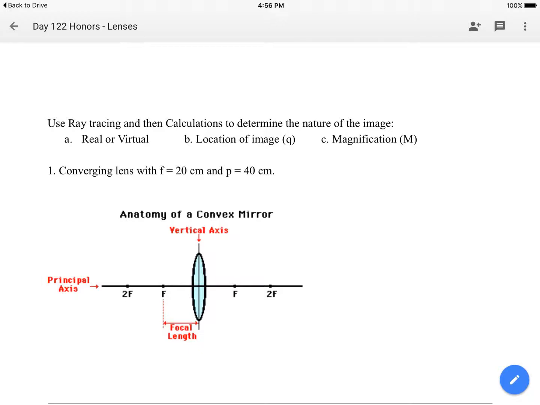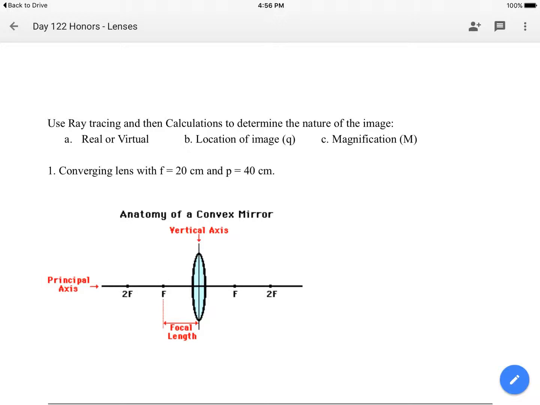So putting everything together, in the kind of problems that you'll have for homework to locate images with ray diagrams and calculations, there are the same 3 things we're looking for to describe our images. Are they real or virtual? Where are they located? And what's the magnification?